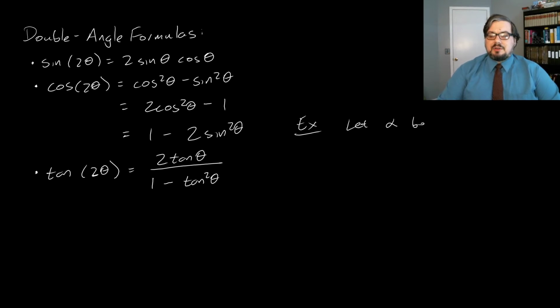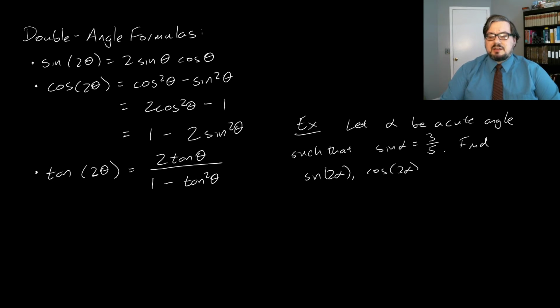So let's let alpha be an acute angle such that sine of alpha is equal to 3/5. Find sine of 2 alpha, cosine of 2 alpha, and tangent of 2 alpha. So for this, we'll create a little triangle that will tell us about alpha, and that's going to be good enough to figure out the values of sine, cosine, and tangent of alpha.